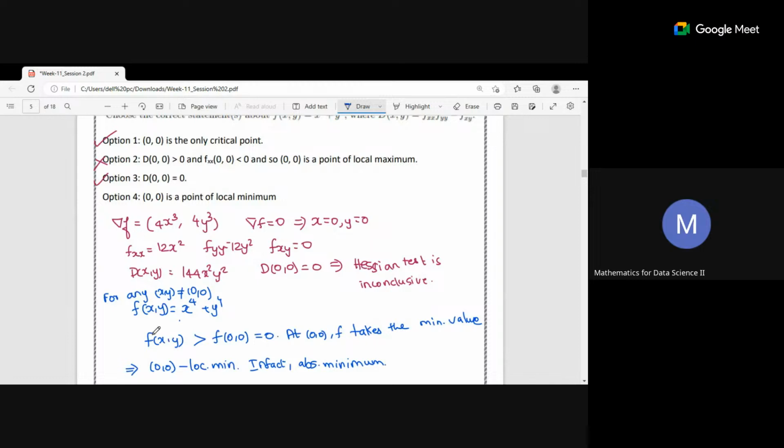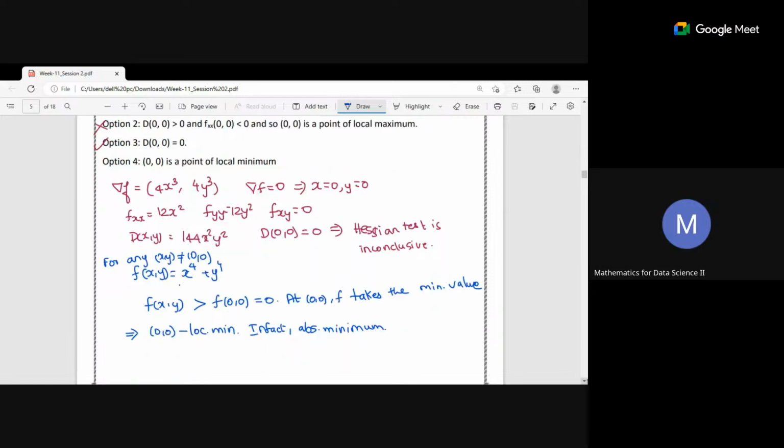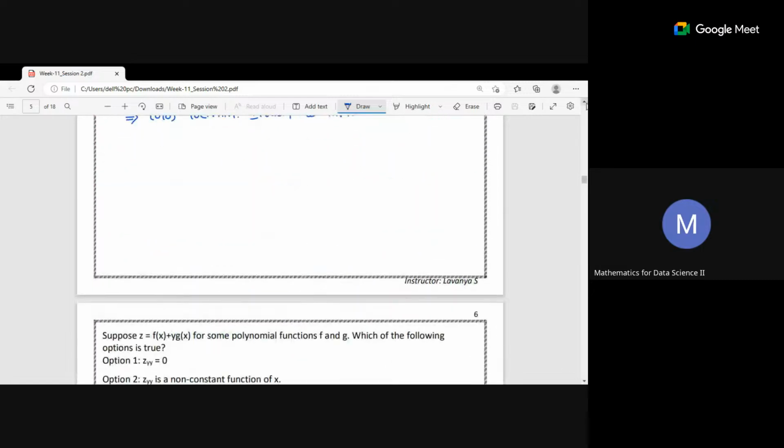So do you understand? Just by a simple logic, you are identifying whether it is a minimum or not. Okay, so in many cases, it is not this simple, but for some certain examples, this is very simple. You can identify from the logic of the given function. Is it clear? How are we saying that the function takes a minimum at 0, 0? Is it clear for everyone? Okay. Yes, ma'am. Okay, fine. Okay, so the next question, this option is correct.